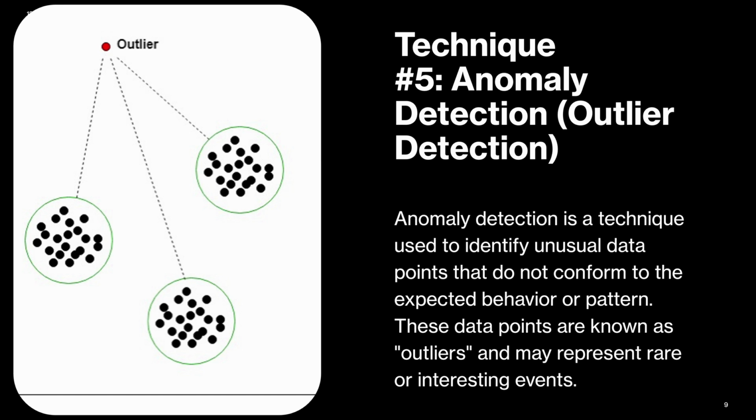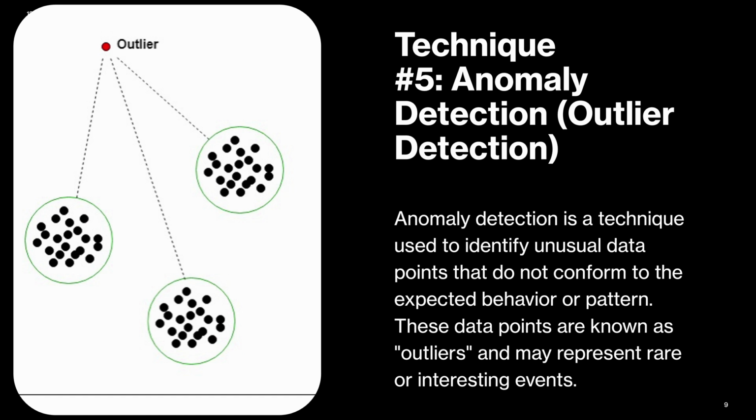It is a technique that is used to identify unusual data points that do not conform to the expected behavior or pattern. These data points are known as outliers and may represent rare or interesting events. How this one works is the algorithm is trained to recognize normal patterns in the data and identifies data points that deviate significantly from these patterns, so outliers. These outliers could be caused by fraud, errors, or novel events.